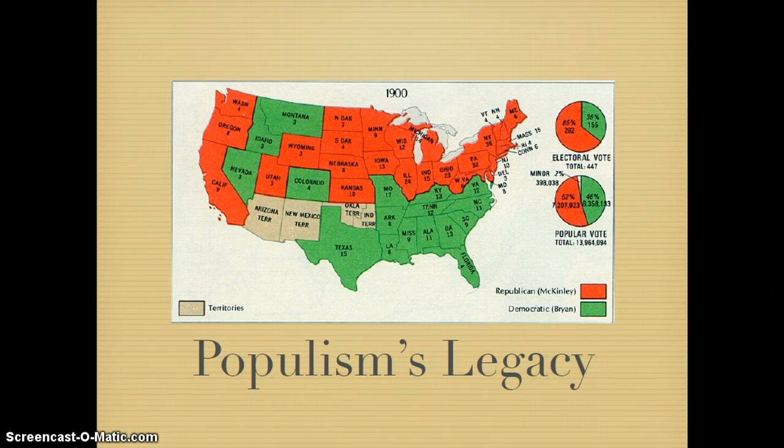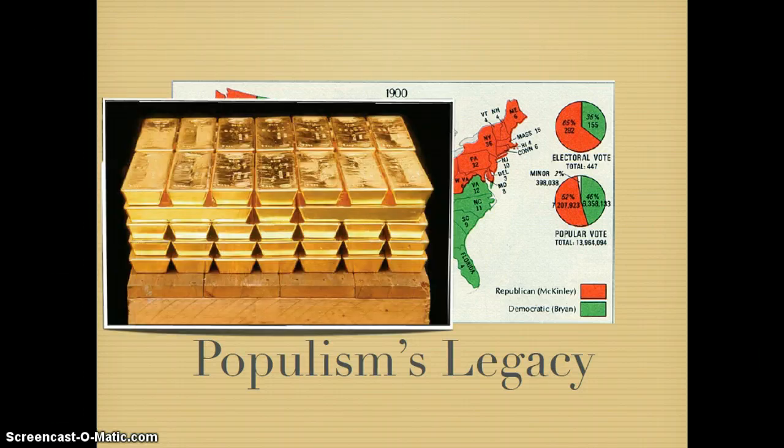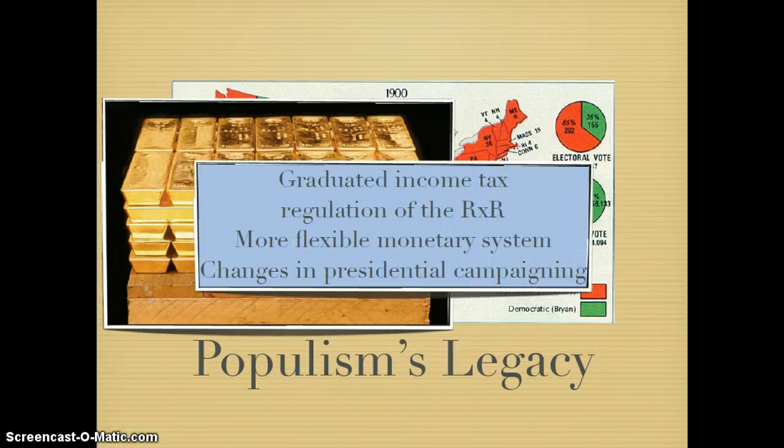Bryan's emphasis on the monetary platform, especially free silver, did not appeal to urban workers. The Populist Party lingered for nearly a decade before it disappeared from the national stage, and even though it fell apart, reforms that Populists supported would become a reality in the 20th century. Things such as a graduated income tax, regulation of the railroad, and a more flexible monetary system, as well as Bryan's campaign style that would catch on, as candidates would speak directly to the people, emphasizing their association with ordinary Americans.